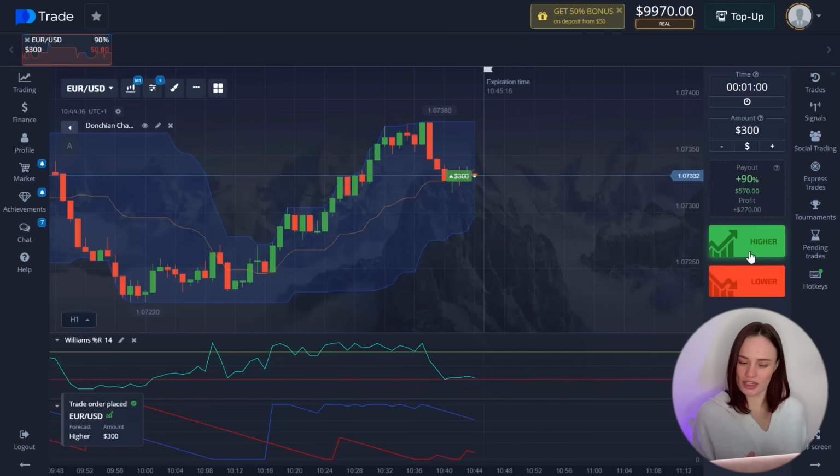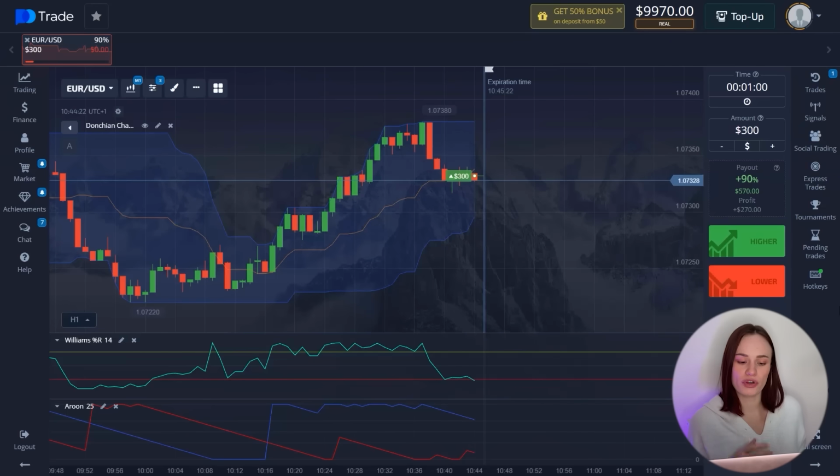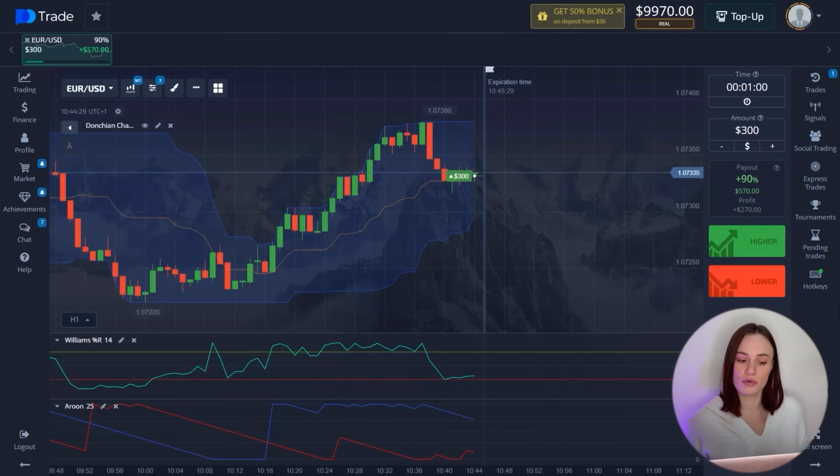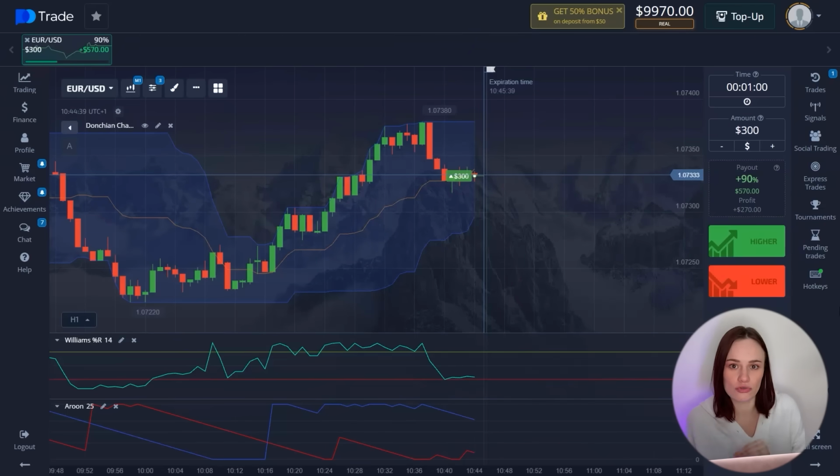Now I'll open another deal to increase by $300 for 1 minute. Here the situation is similar to the previous deal. The Williams line is again in a horizontal position. In addition, the blue line of the arrow indicator responsible for the upward movement is above the 70 level, while its red line is below 30, which also indicates the superiority of the uptrend over the downtrend. So now you can continue.